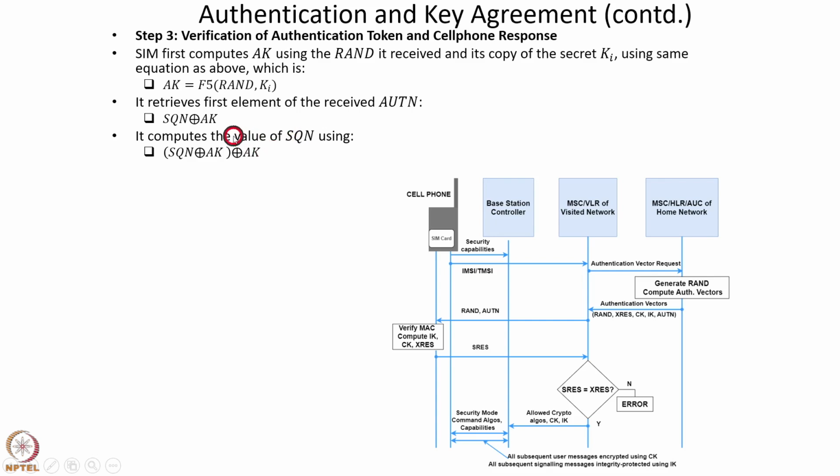Notice that XORing the SQN with the anonymity key helped in defending against eavesdropping. Hence the SQN was not sent directly, but it was XORed with AK.